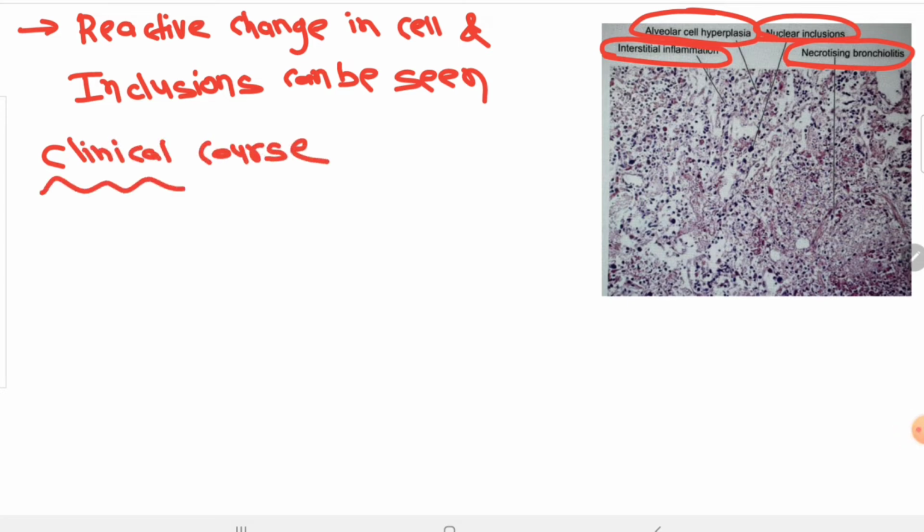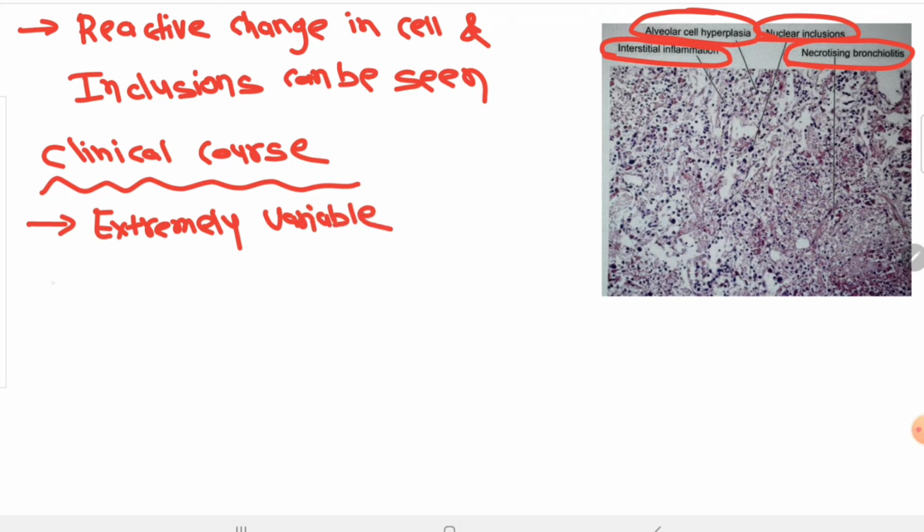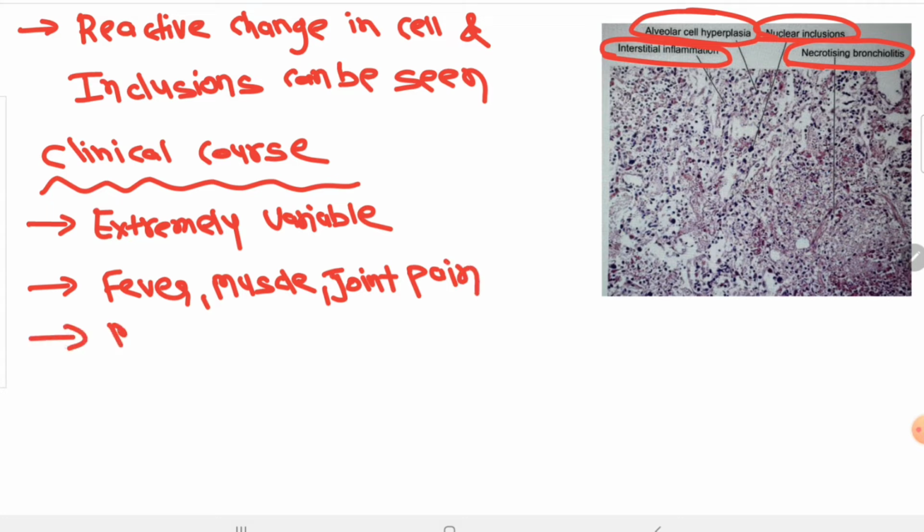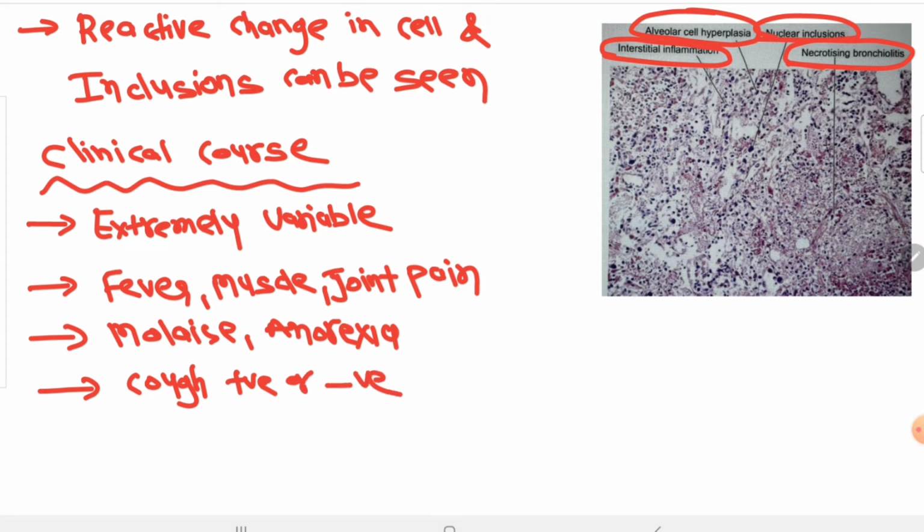Now let's see the clinical course of viral pneumonia. What is the clinical presentation? The clinical presentation is extremely variable. Patient can have fever, muscle pain, then joint pain. All right, the patient can complain of malaise and anorexia. Patient doesn't feel any appetite. Patient can feel weakness. Cough can be seen or absent, but usually cough is absent in typical viral pneumonia. And if the cough is present, it is dry. Exudate is not present.